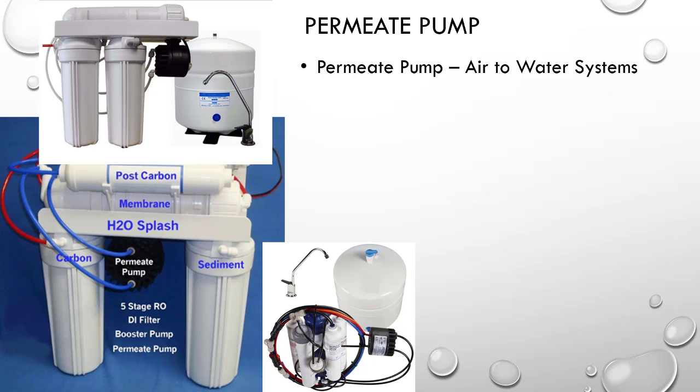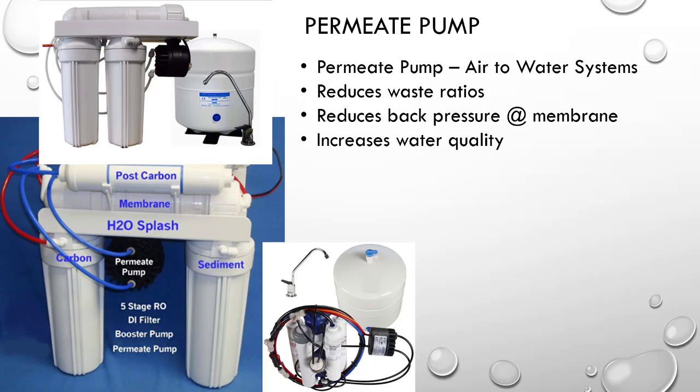The Permeate Pump's operation fills the storage tank faster and thus allows an RO system to shut off sooner. This reduces a significant amount of wastewater. Another good feature of the Permeate Pump is the reduction of back pressure to the membrane by its operation. This will actually help the membrane produce a higher quality of water.